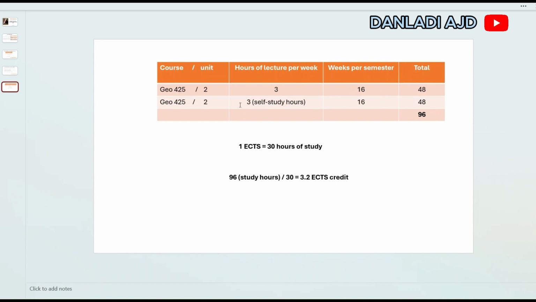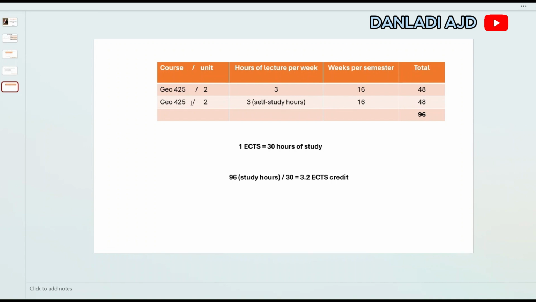Then for the self-study, he spent 3 hours each week studying for 16 weeks, and then that 3 multiplied by 16 will give you a total of 48 hours. Now, the total study hours for that semester is 96 when you add the lecture hours plus self-study hours. So Mr. Nelson Smith did 96 hours of study for Geo 425.